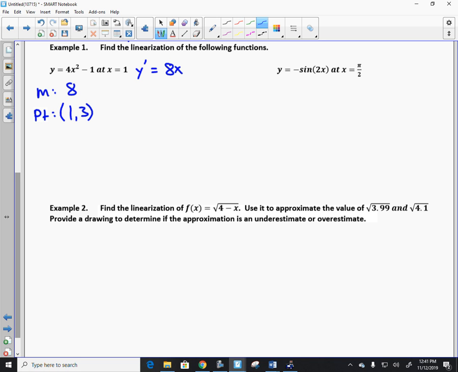All right, so y minus 3 is equal to 8 times x minus 1, or y minus 3 is equal to 8x minus 8. Y is equal to 8x minus 5.